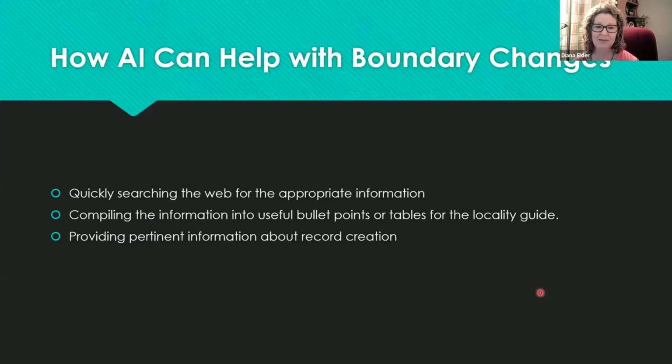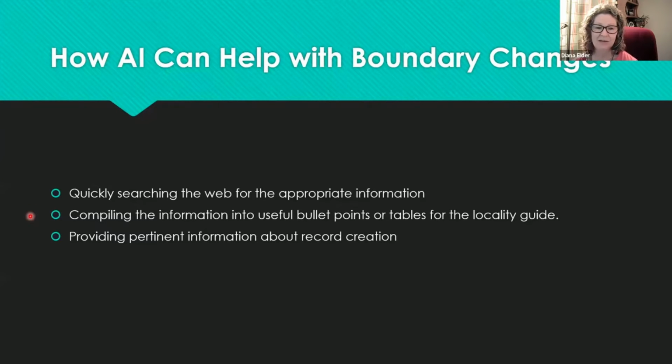So, how can AI help us with this? Well, the AI models now are getting really good at quickly searching the web, and you can be very specific in your prompt so that you can have them really focus in on what you would like. But then the great thing about after they have found the information is you can have the AI compile that in a way that you can actually put into your locality guide and save it for you to use in the future. So some of the ways I like to have AI compile information would be bullet points or tables. Those are two of my favorites.